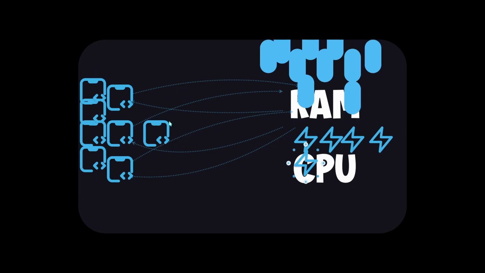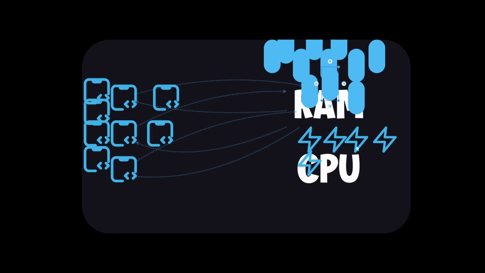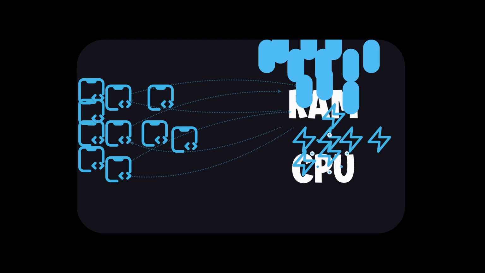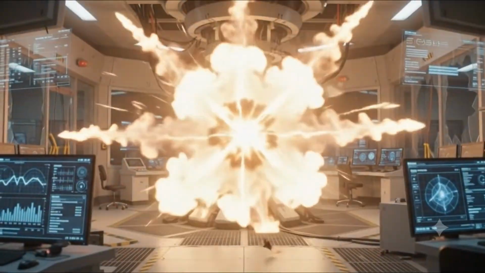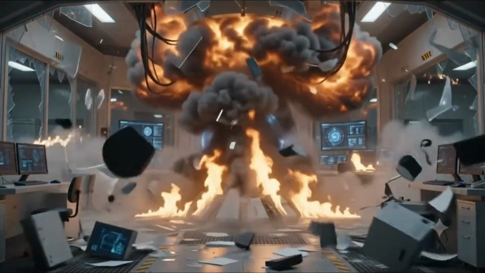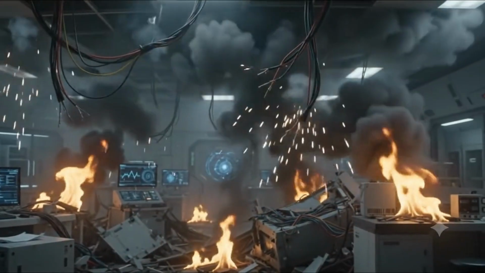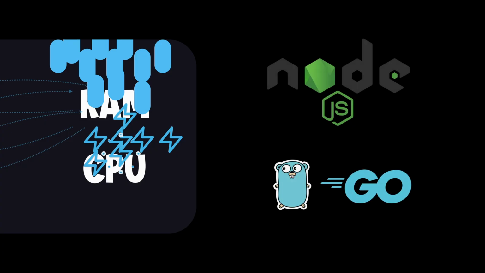But scale changes physics. Throw thousands of simultaneous users at a thread per request architecture, and your system encounters a catastrophic resource wall. The RAM consumption spikes exponentially, but worse, the CPU spends more time on context switching. This means it spends more time saving and loading thread states in memory than executing actual application logic. Different languages emerged to solve this exact hardware crunch in fundamentally different ways.